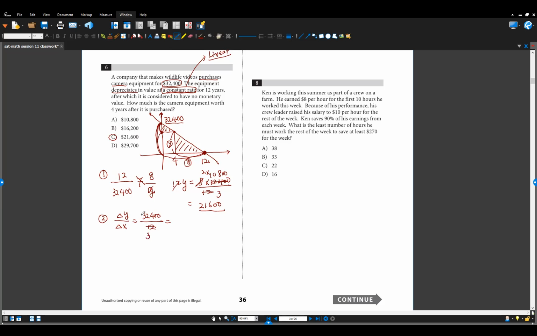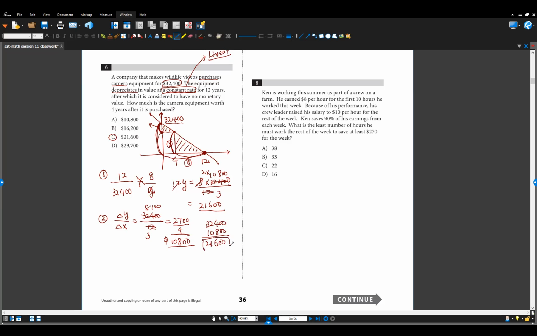Divided by 4, 3, 81, and 2,700. That's the slope, right? Every year it lost $2,700. Over 4 years, how much? $108,000. It's going down, but they're asking for this amount, not the lost one. So you have to subtract 32,400 from 108,000. That is what? 216,000, right?